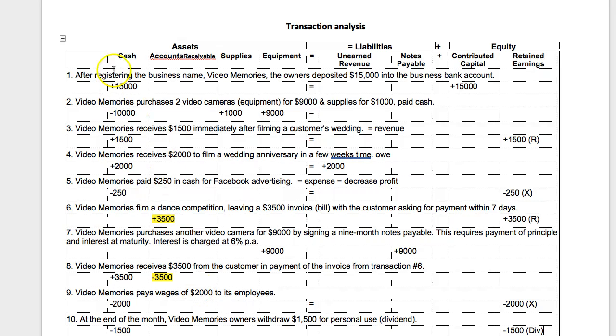Once you've completed that, you can do this yourself. You add and minus each column and you get the totals in each column. Then you add up all the balances for assets, and that should be equal to your totals for your liabilities and equity. So you can do the same thing. Add and minus each column and then add up the totals.